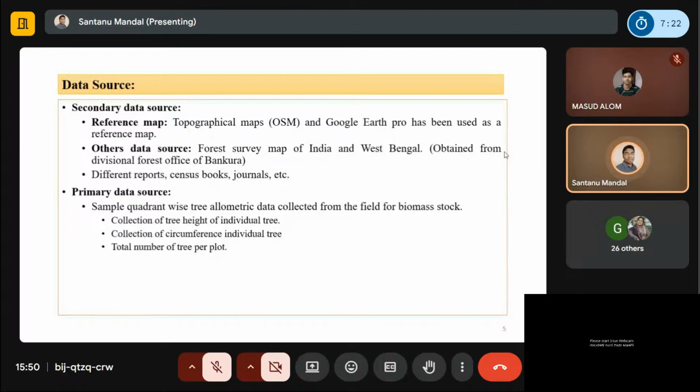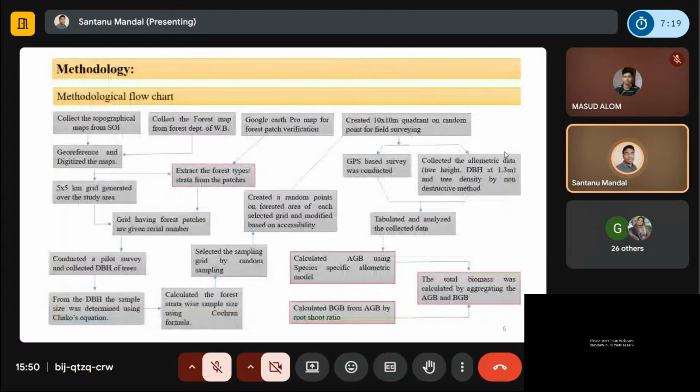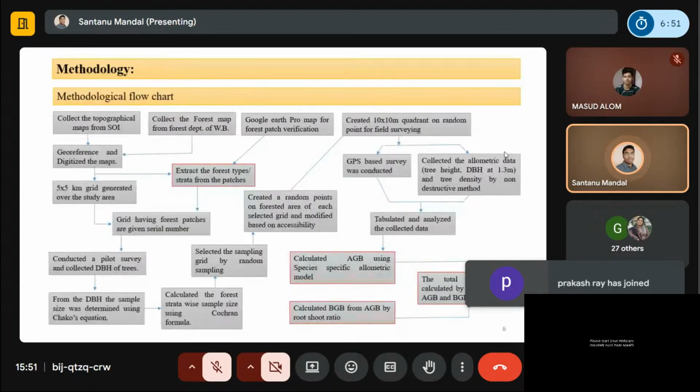This is the methodological framework. First of all, we began to collect the topographical map from Survey of India and forest map from Forest Department. These maps were georeferenced and digitized to delineate forest patches. And next, a 5 by 5 kilometer grid was generated over the study area, and grids containing forest patches were identified and serially numbered. And then it was verified with Google Earth map and also field data.